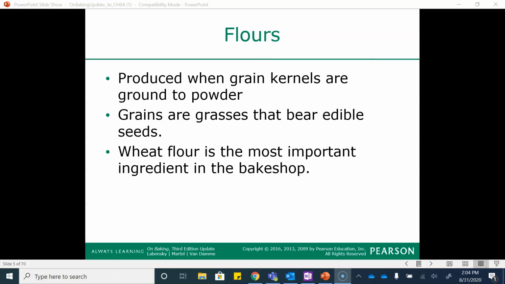Flours. Flour is produced when grain kernels are milled or ground into a powder. Grains are grasses that bear edible seeds. Corn, rice, and wheat are the most significant grains for human consumption, but the most frequently used, and therefore the most important ingredient in the bake shop, is wheat flour.